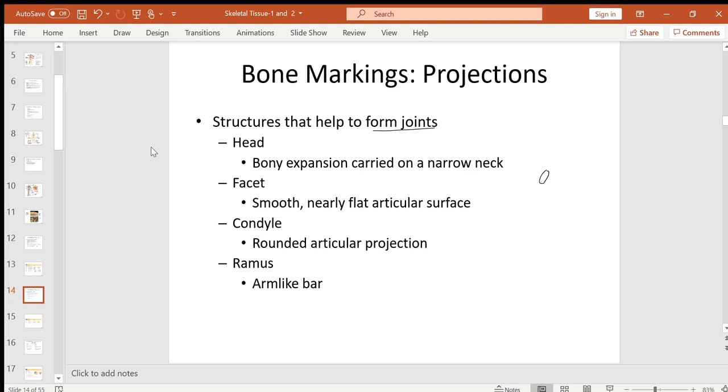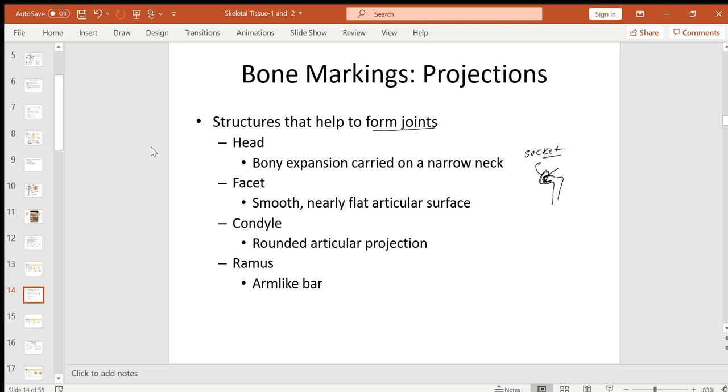This is a socket in the hip bone, and this is the head of the femur. Okay, so the femur is the longest bone of the body, in the thigh. So this head portion fits into the bony socket of the hip bone to form the hip joint.